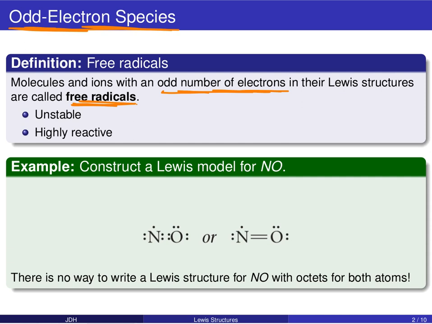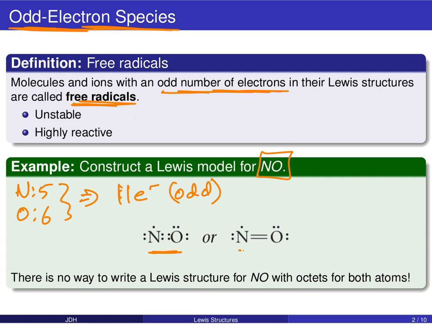If we look at an example of what I'm talking about, let's say I ask you to draw the Lewis dot structure for NO. Well, nitrogen contributes 5 electrons, oxygen contributes 6. We are going to end up with 11 valence electrons, which of course is an odd number. When we start building up the Lewis model, no matter what we do, and you can pause the video and play around with this, I can put the electrons wherever I want, there's no way that we are going to satisfy octets for both atoms. It simply won't work.